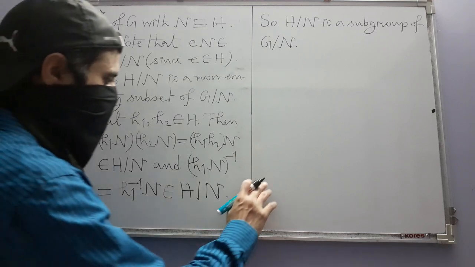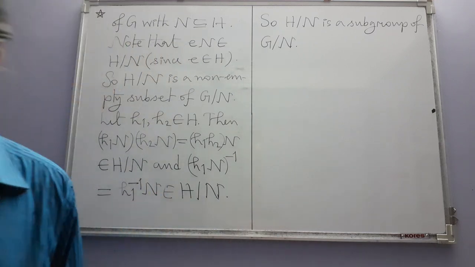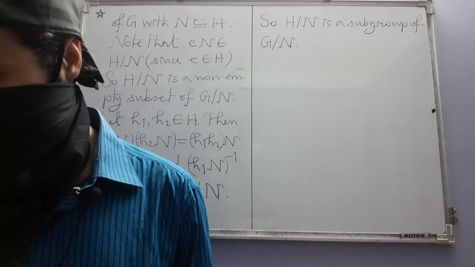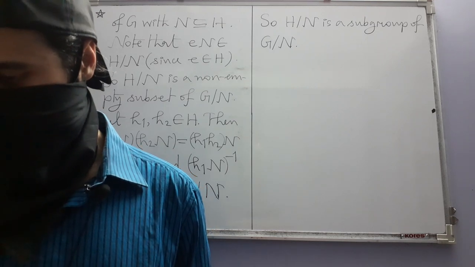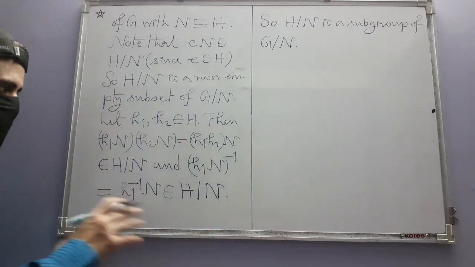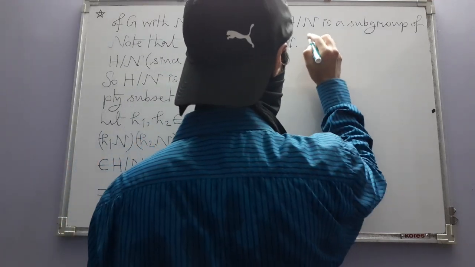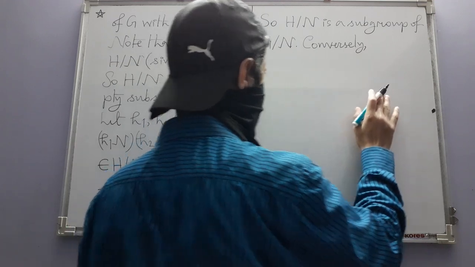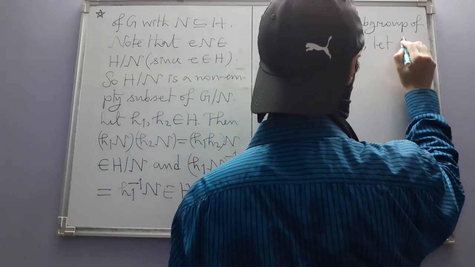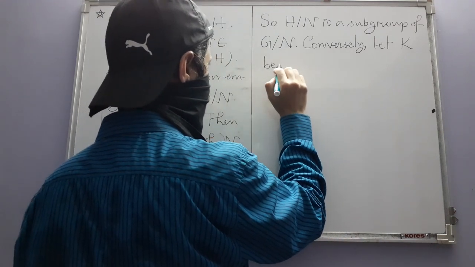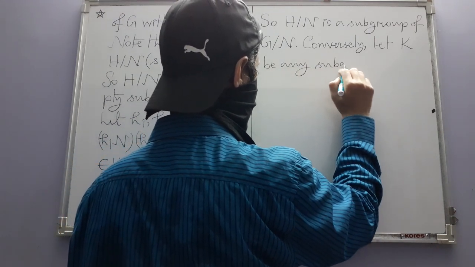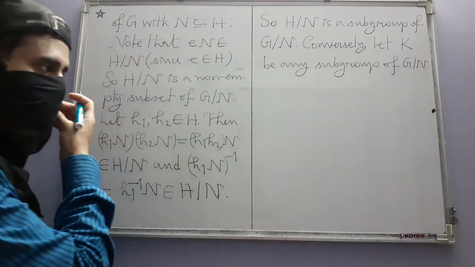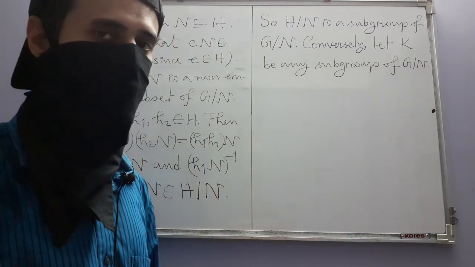So that means we have shown one half of what we said back there. Now we want to prove the other half. But before I go for that, let me just see if I'm missing something. They are of precisely this form, fine, okay. In one direction, it's over. Conversely, this converse part is less obvious. Conversely, let K be any subgroup of G by N. Now we have to prove that K is of the form H by N for some H.